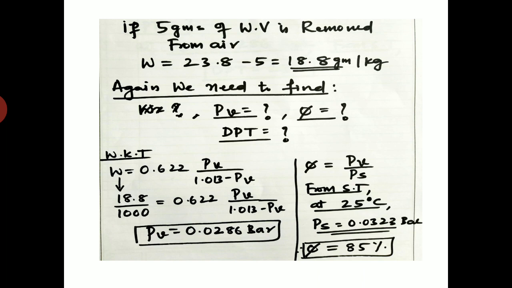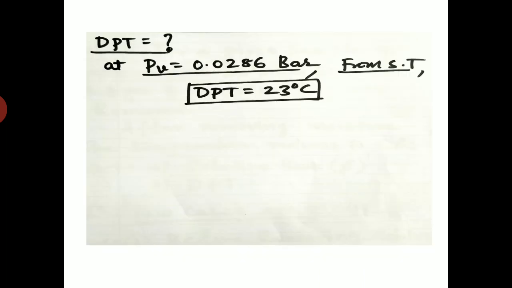Therefore PS is equal to 0.0323 bar, and therefore phi is equal to 85%. The last one is dew point temperature. The partial pressure of water vapor PV is already known to me, 0.0286 bar. From steam tables you will get the dew point temperature as 23 degrees Celsius. I hope the problems are clear to you.